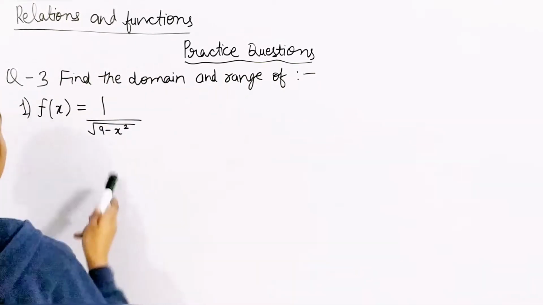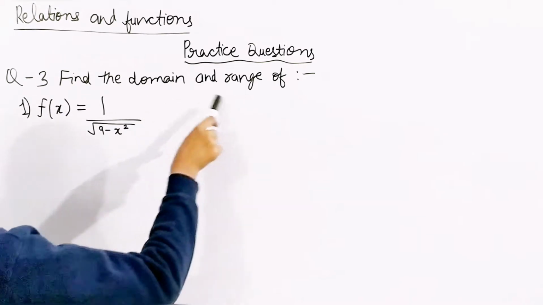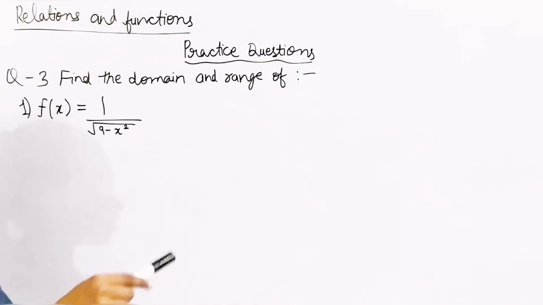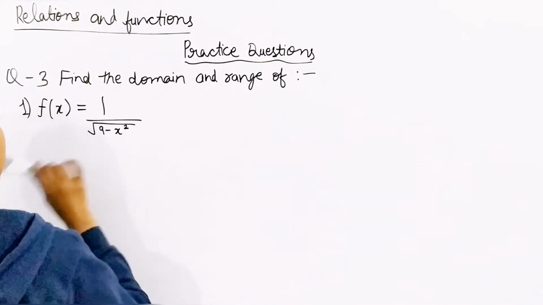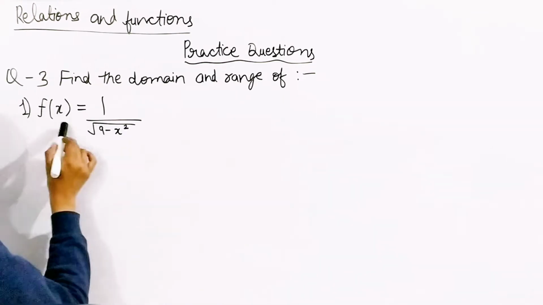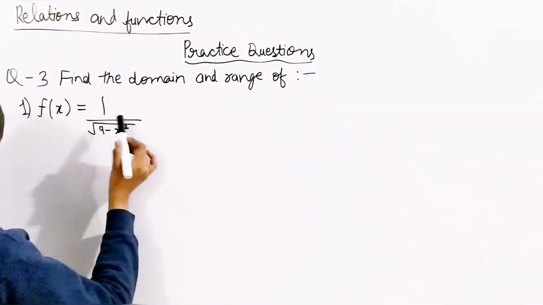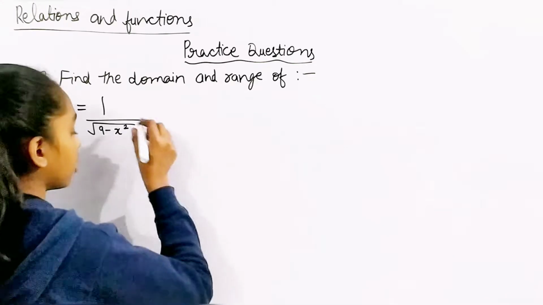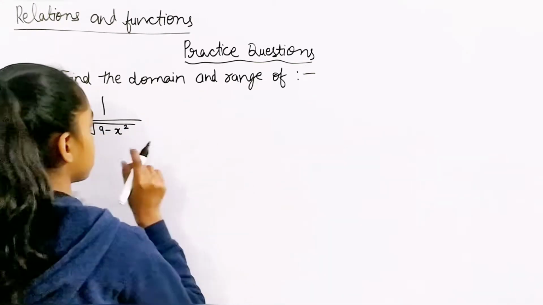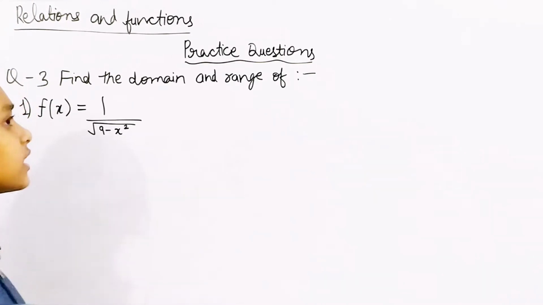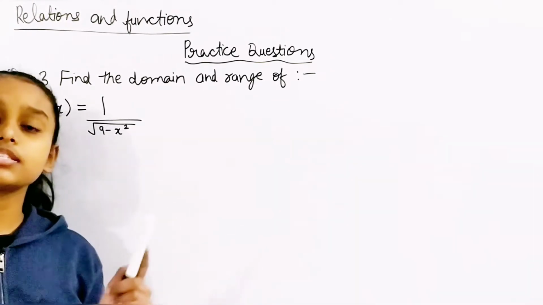As we can see, we have to find the domain and range. First of all, we'll find the domain of this function. That is D of f, the domain of f, where f(x) is equal to 1 upon root of 9 minus x squared. First of all, as we all know, our denominator is not equal to 0, so it will be greater than 0.